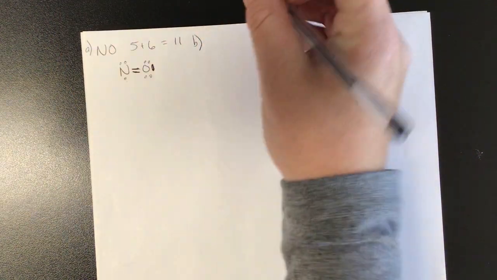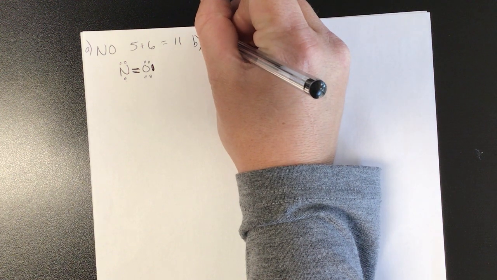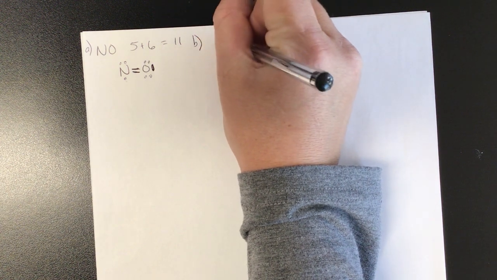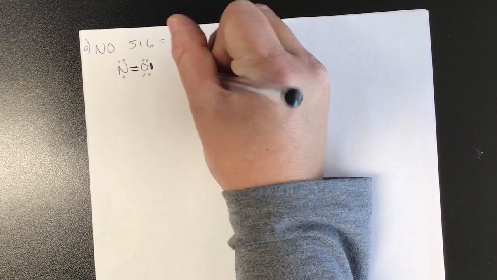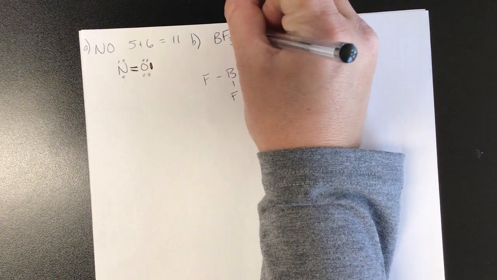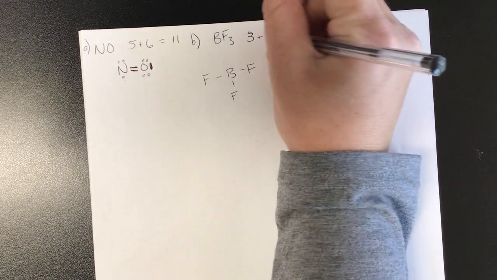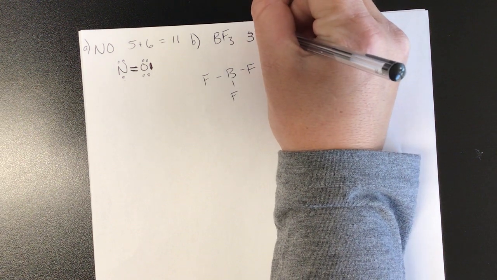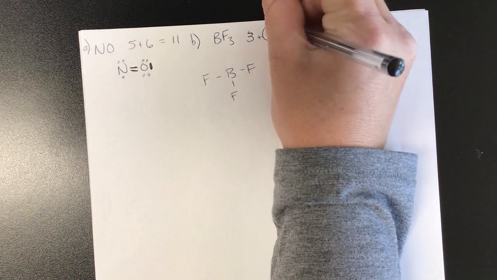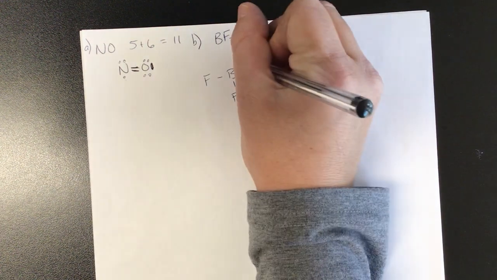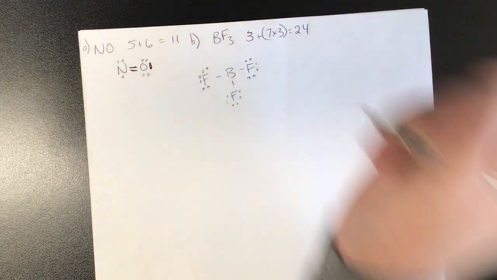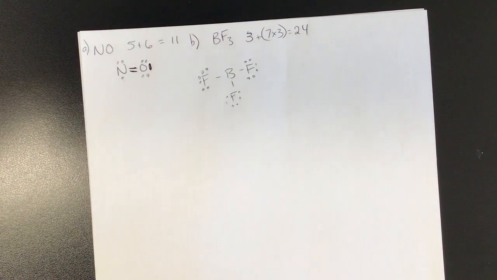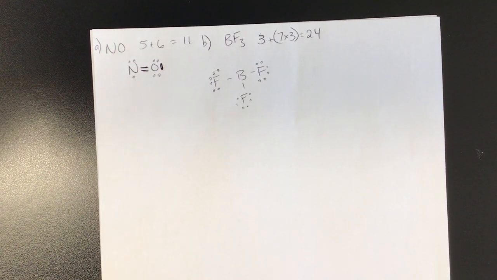B, we have BF3. So B is going to be in the middle, F around it. Boron has 3 valence electrons. Fluorine has 7, and there's 3 of them. So we get a total of 24 valence electrons. So I put my lone pairs on the outside atoms, and that's all 24 electrons. So the fluorines have an octet, but boron doesn't.